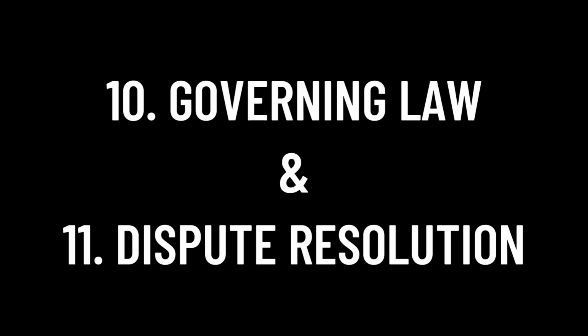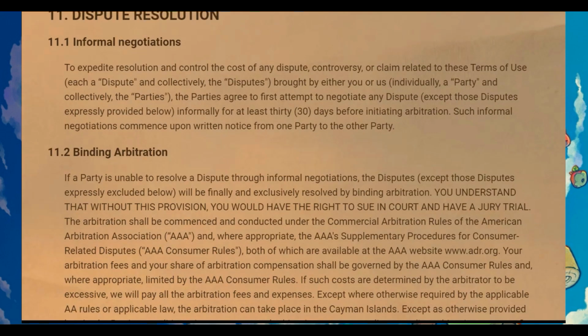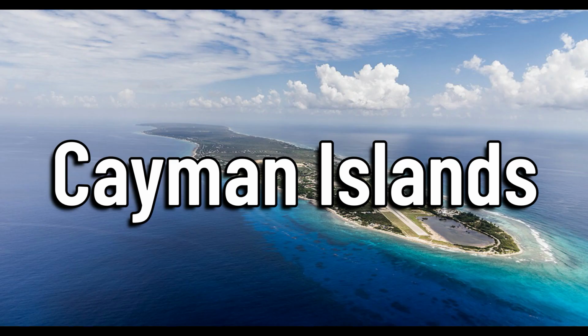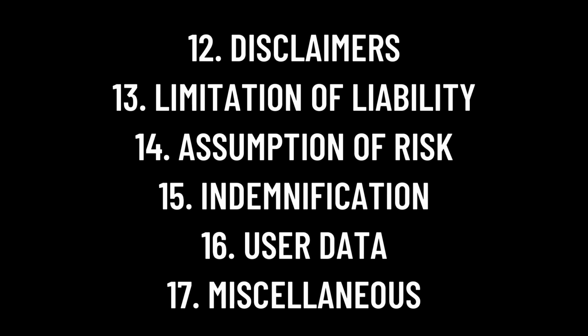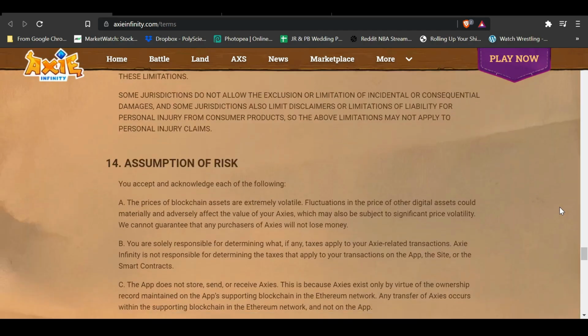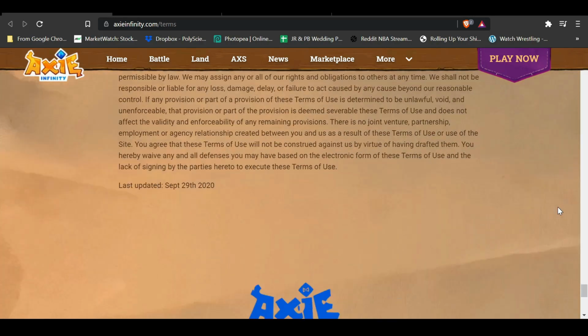Number 10, Governing Law, and number 11, Dispute Resolution. These two sections just state that if you want to sue Axie Infinity or Sky Mavis, then you have to do it in the Cayman Islands for some reason. Number 12 to 17, Disclaimers, Limitation of Liability, Assumption of Risk, Indemnification, User Data, Miscellaneous. All of these are just basic legal wording about how everything that happens is your fault, and your fault alone. Just like real life.